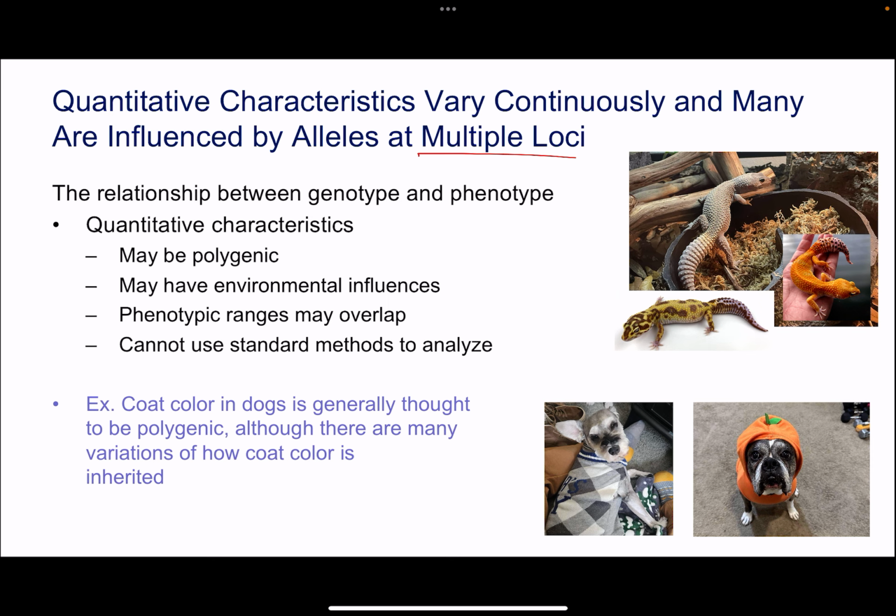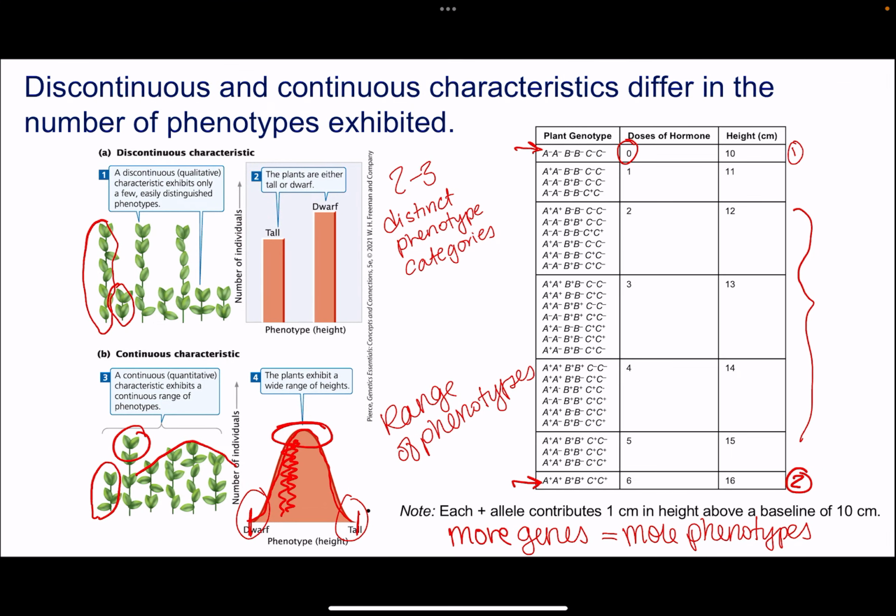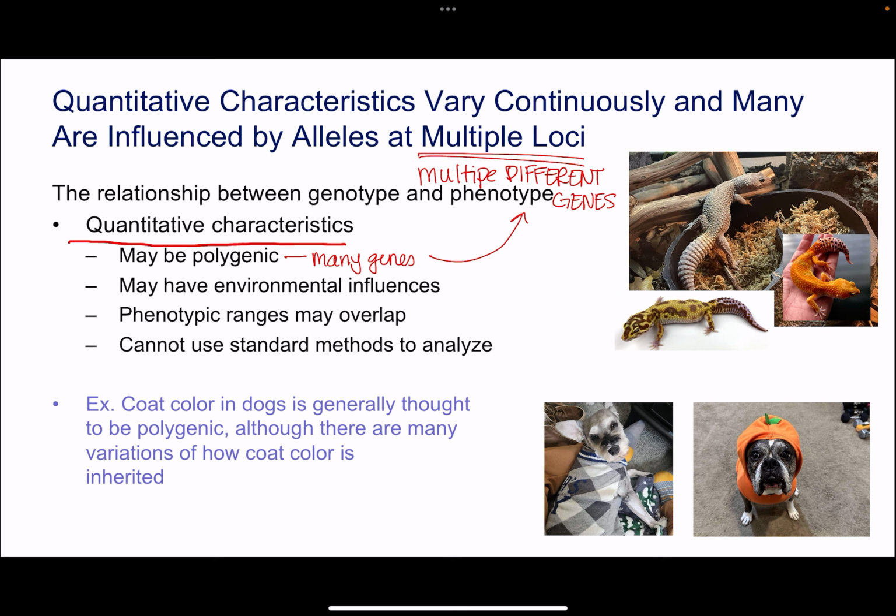So our phenotypic ranges may overlap. If we look back here, we might have ranges where these very similar phenotypes are very, very hard to distinguish. And because of that, it's really hard to use any sort of standards to analyze differences in individuals because it's really hard to draw a line between phenotypes. So if you look at individuals with a wide range of a particular characteristic, it's going to be very hard to separate them into very distinct groups.